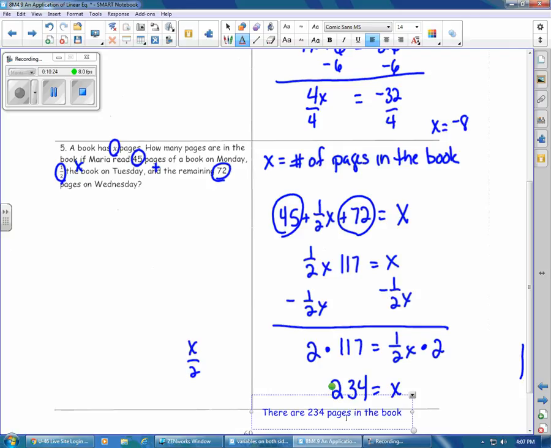And again, I can take that 234, plug it into the original equation, and make sure that the left side will equal the right side. And go ahead and take the time to do that in your calculator, and you'll see that it does, in fact, work.